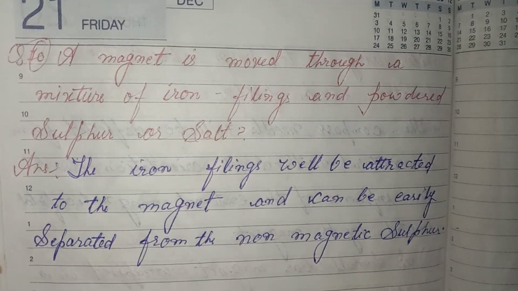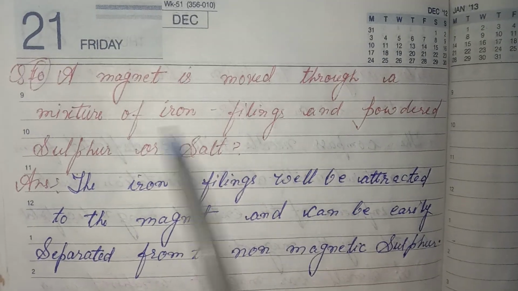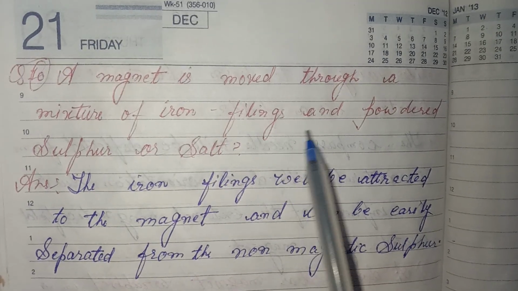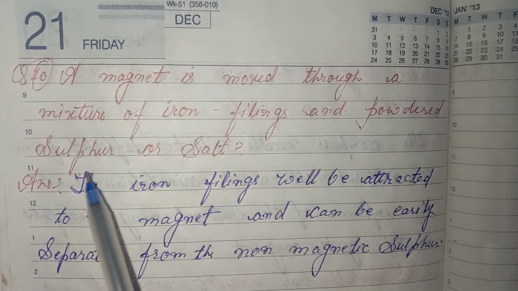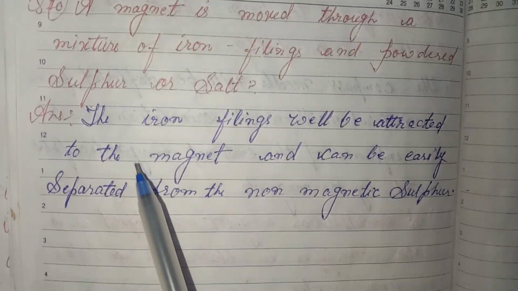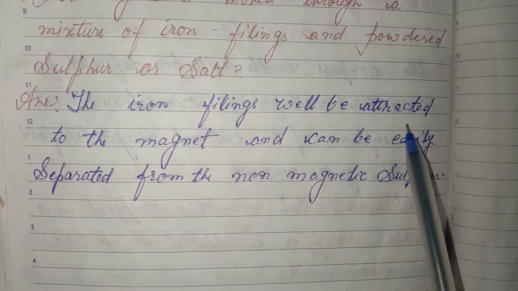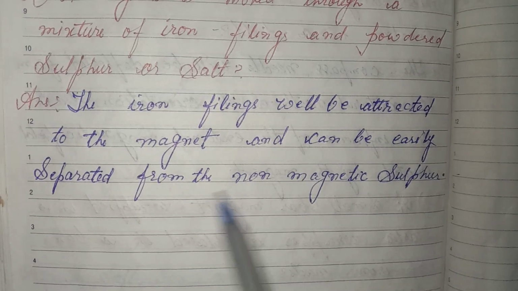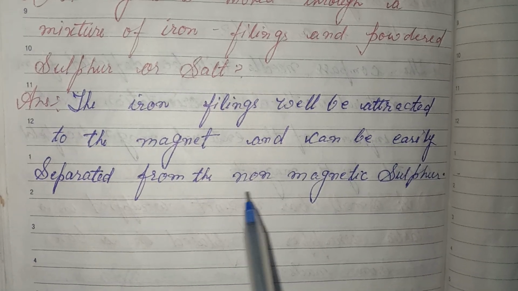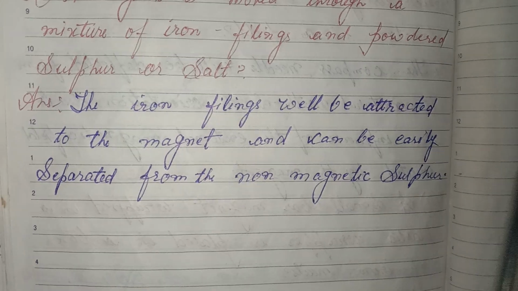10. A magnet is moved through the mixture of iron filings and powdered sulfur or salt. Answer: the iron filings will be attracted to the magnet and can be easily separated from the non-magnetic sulfur.